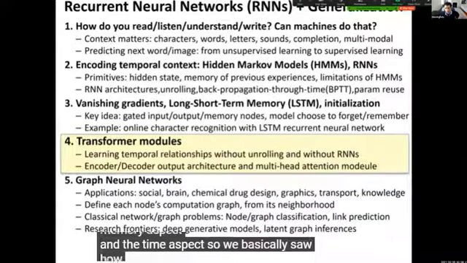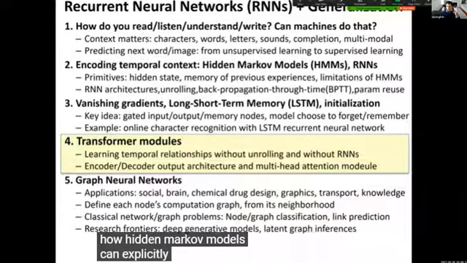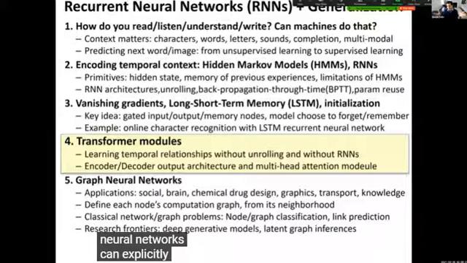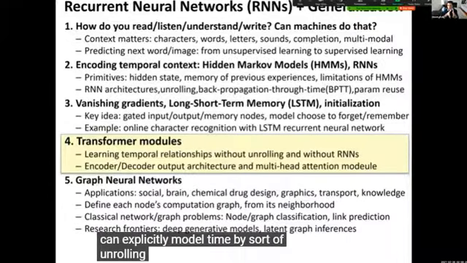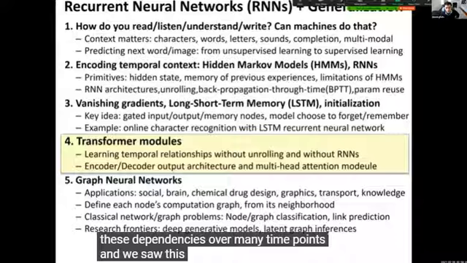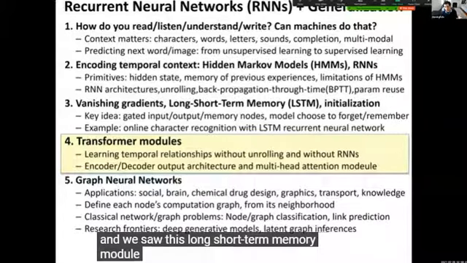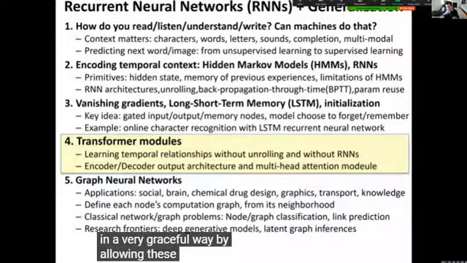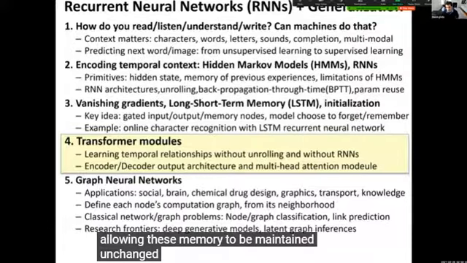So we basically saw how hidden Markov models can explicitly model time, and how recurrent neural networks can explicitly model time by unrolling these dependencies over many time points. And we saw this long short-term memory module that allows you to deal with vanishing gradients in a very graceful way by allowing this memory to be maintained unchanged over a long time until it is needed.